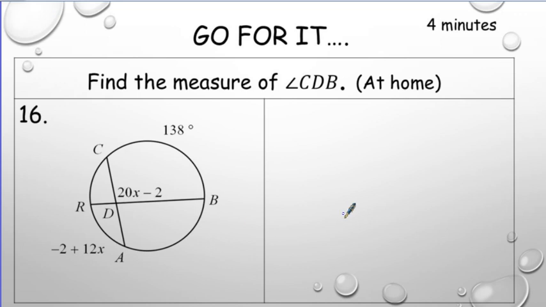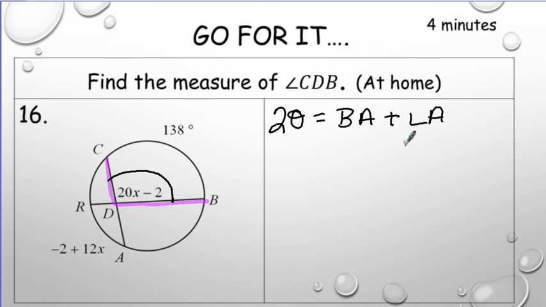Okay, here's another one. It says find the measure of angle CDB. So I'm going to highlight what it's asking me to solve for. When you take your quiz tomorrow, use these same strategies. Highlight what it's asking you to solve for. So it wants me to find this piece right here. It's asking me to find an angle. So you have to think, what formula do you know that will help you find angles in a circle when the angle's on the inside of the circle? And that formula is double the angle equals the big arc plus the little arc.